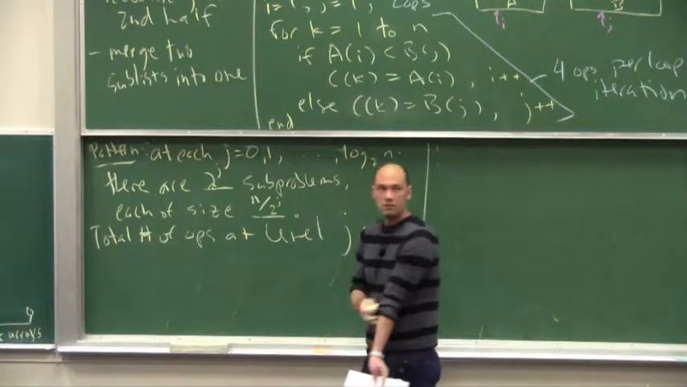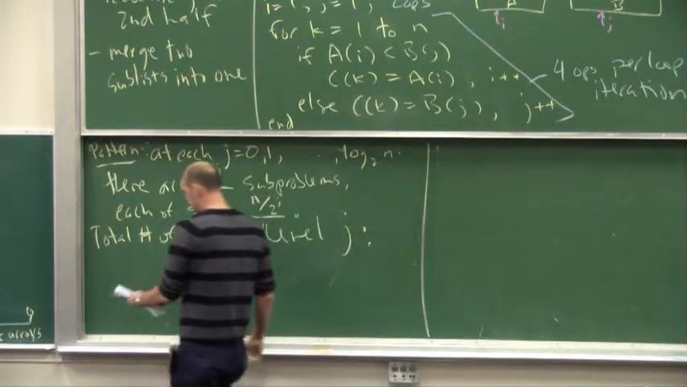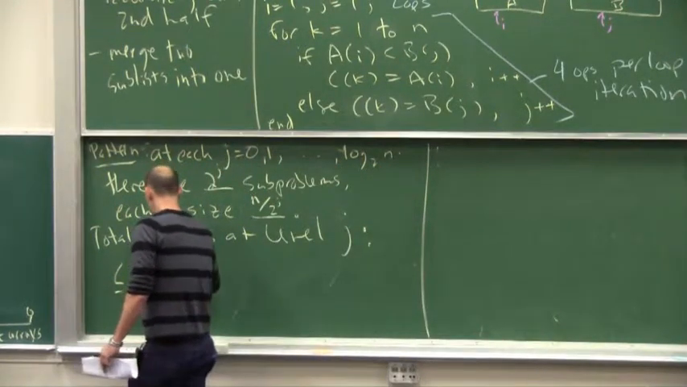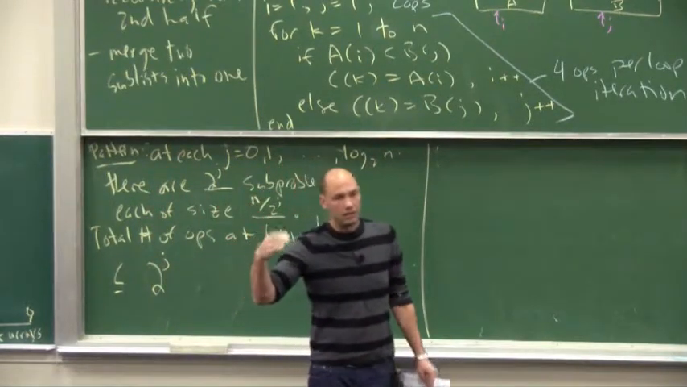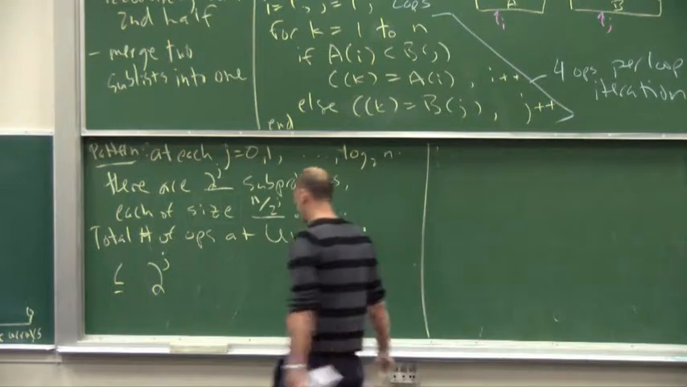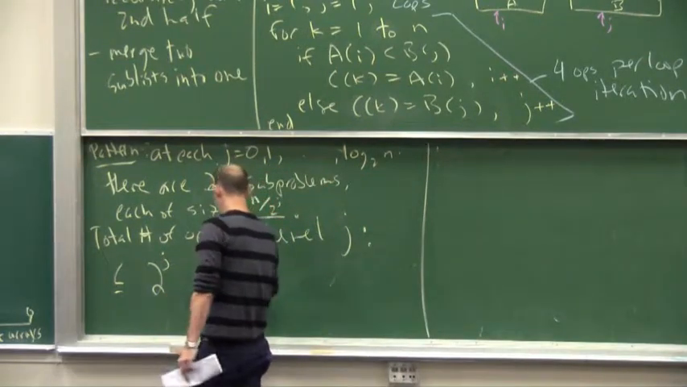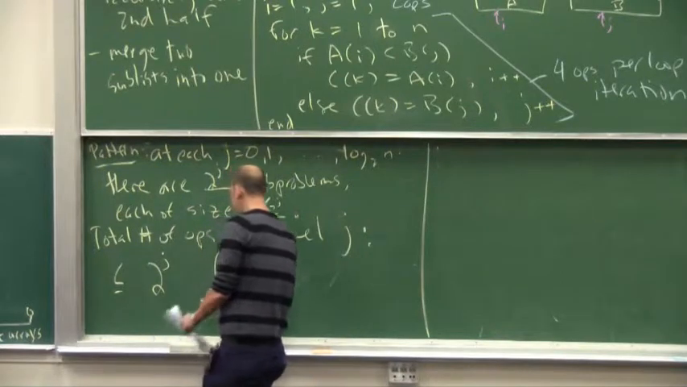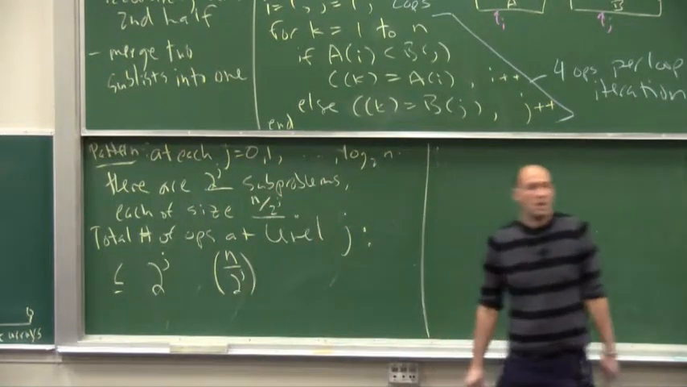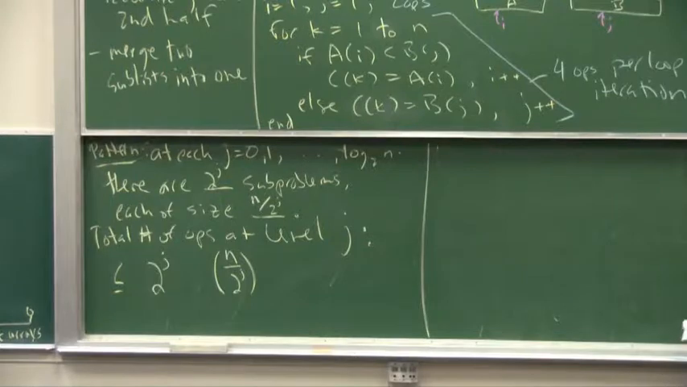Well, let's just multiply it out. We have, okay, so a level j. We know we have 2 to the j subproblems. We know that the size of each subproblem is n over 2 to the j. Okay? And now, what is the actual work that we do?